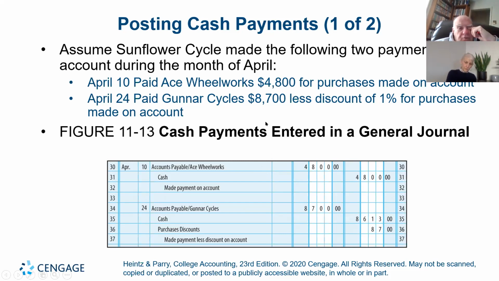Here, they paid Gunnar Cycles $8,700 less a discount of 1%. So here we go. We're going to debit accounts payable for the full 8,700. We don't owe that anymore. And we settled that bill with $8,613 in cash because we were entitled to a purchase discount.